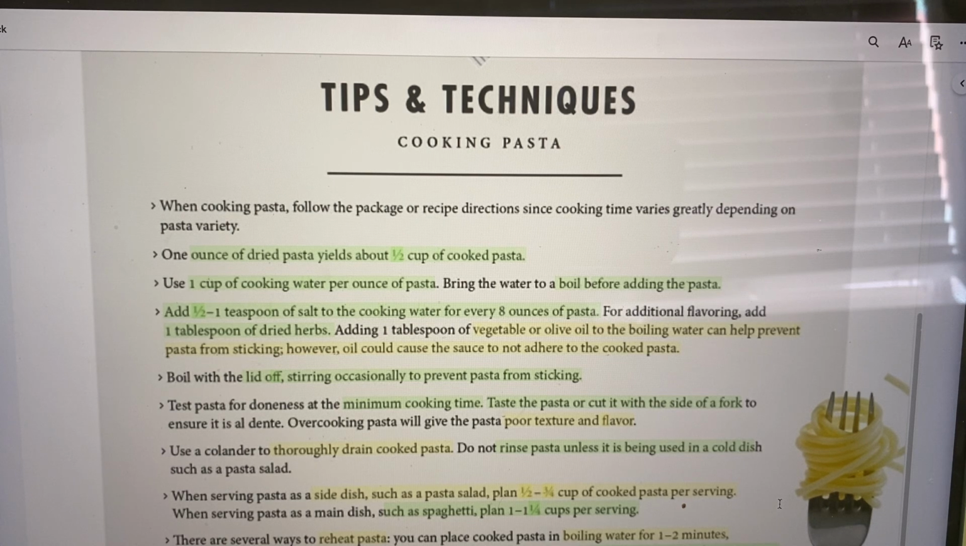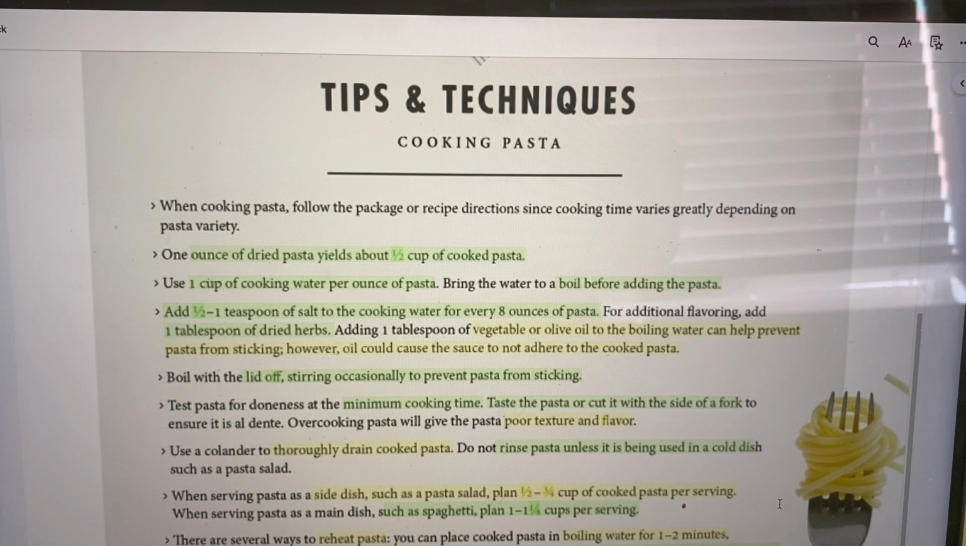some people do. So boil with the lid off of the pasta, stirring occasionally to prevent the pasta from sticking. And then taste the pasta for doneness. Is it al dente? Al dente, is it firm, but not too firm? So you always taste the pasta with a fork. Take a little piece and taste it. Overcooking pasta will give the pasta very poor texture, very mushy pasta.